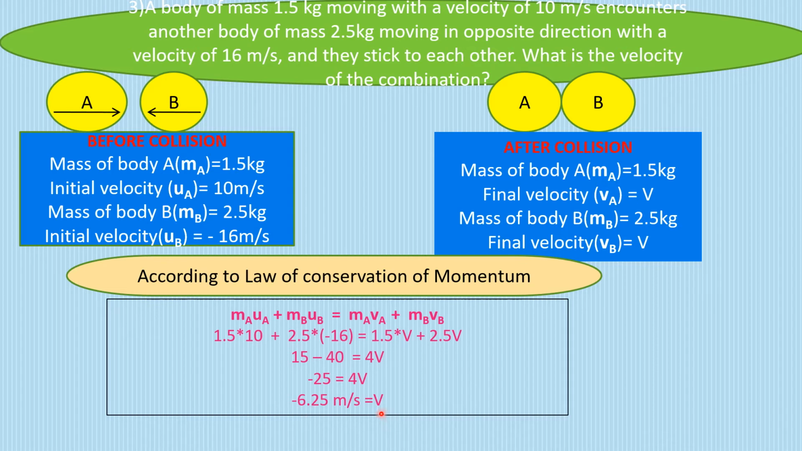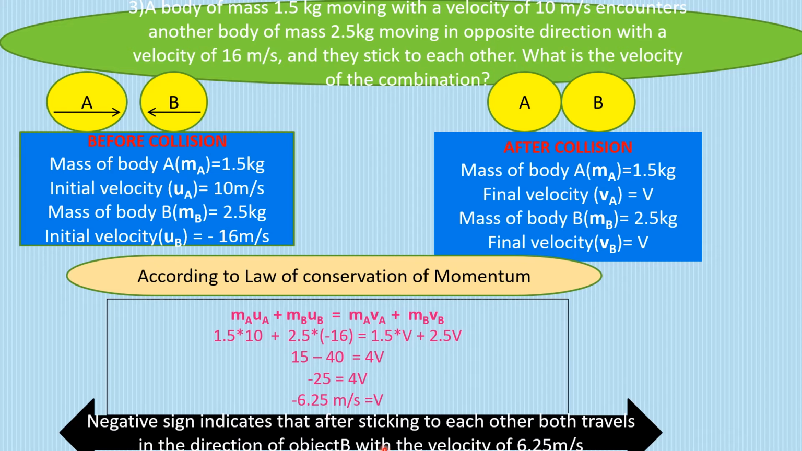Now, since the final velocity of both the objects is coming out to be negative, what does that mean? किसका velocity negative था? Object B का. और final velocity भी दोनों का negative आ रहा है, मतलब when they stick to each other, they start to travel in the direction of object B.